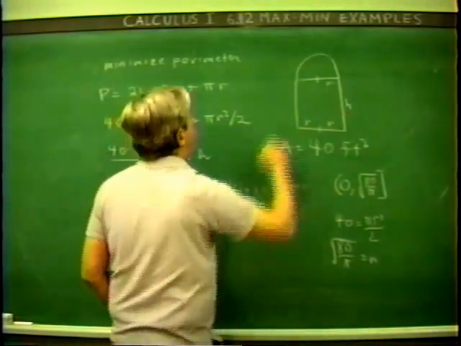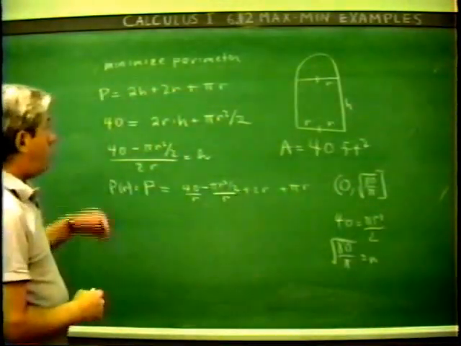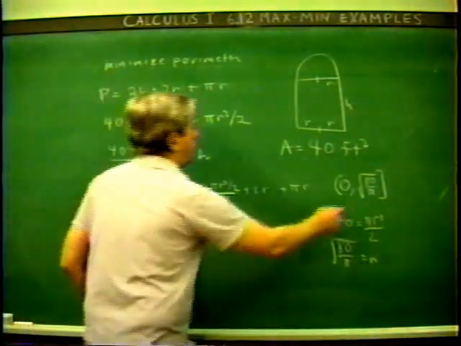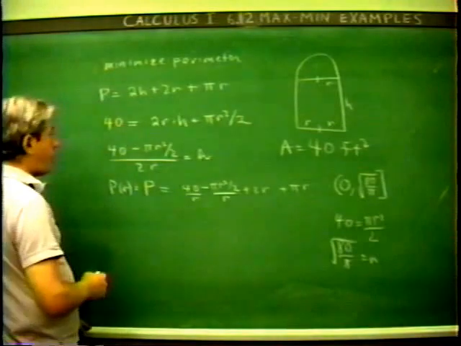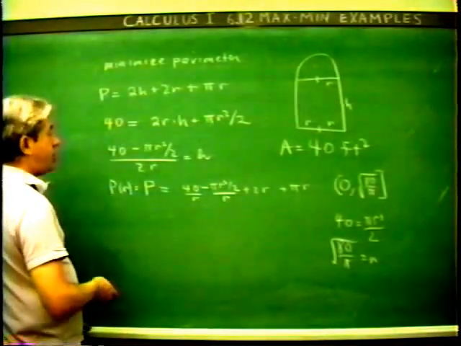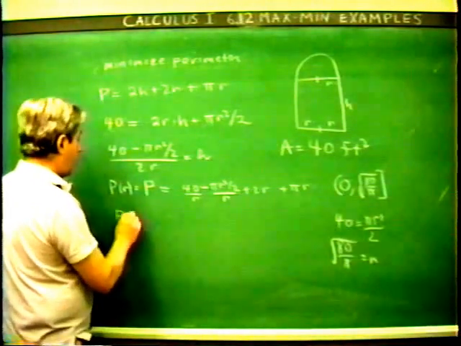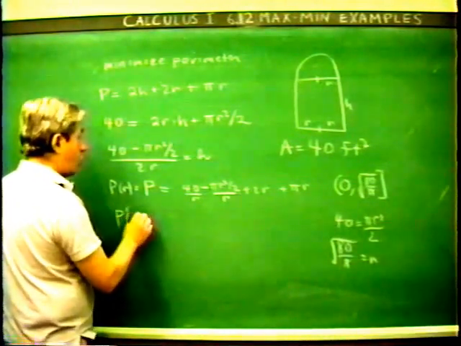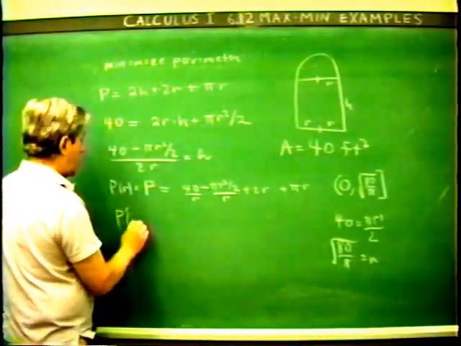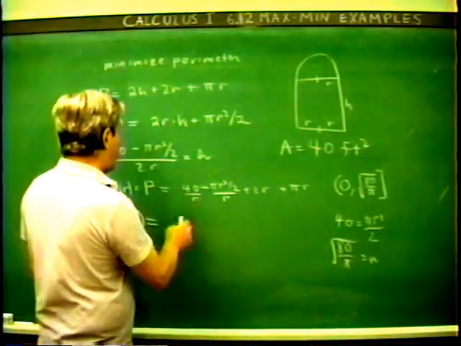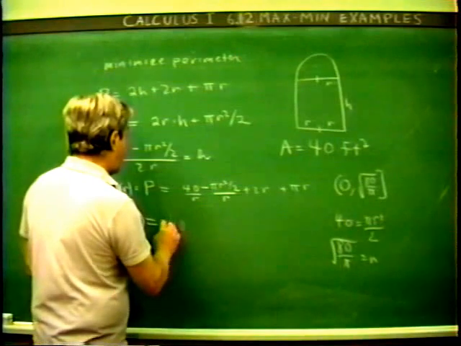0 is a possible point to check. Obviously 0 is not going to work here, because if you make R equal to 0, you're going to have a lot of H, and consequently a lot of perimeter. But it is a possible point to check. To find the other points that need to be checked, we want to differentiate this and find out where the derivative is 0 or where the derivative doesn't exist.